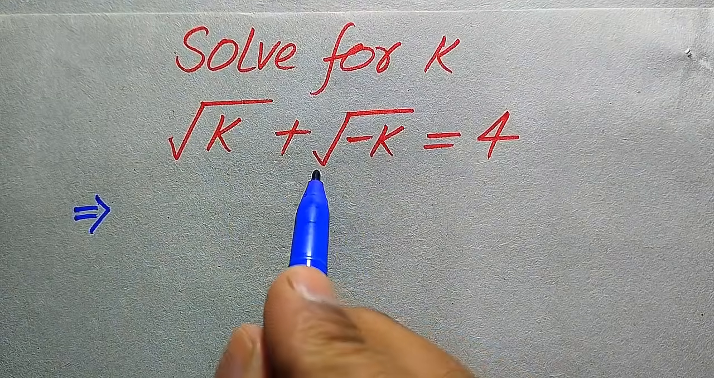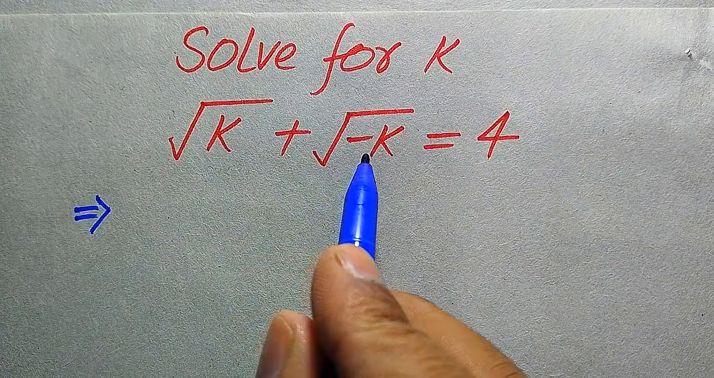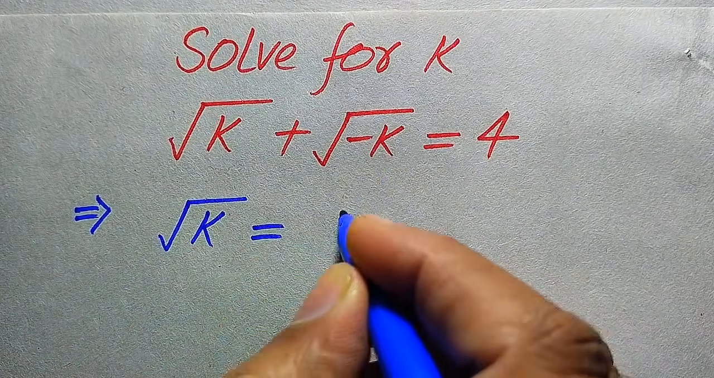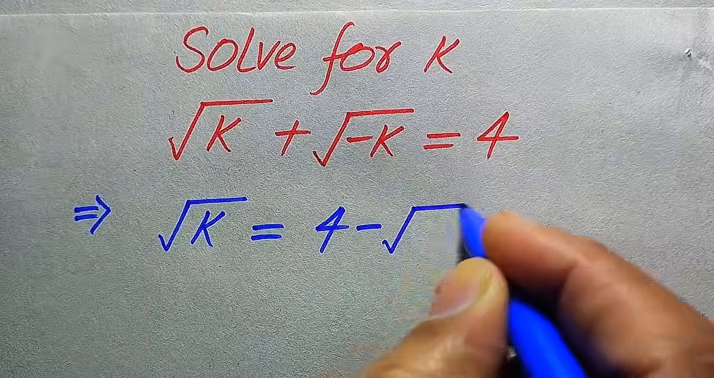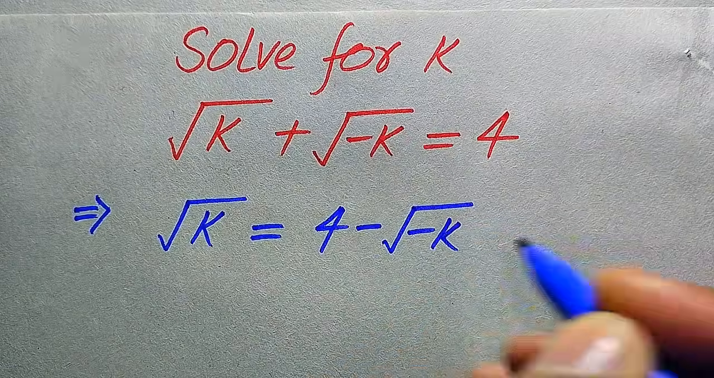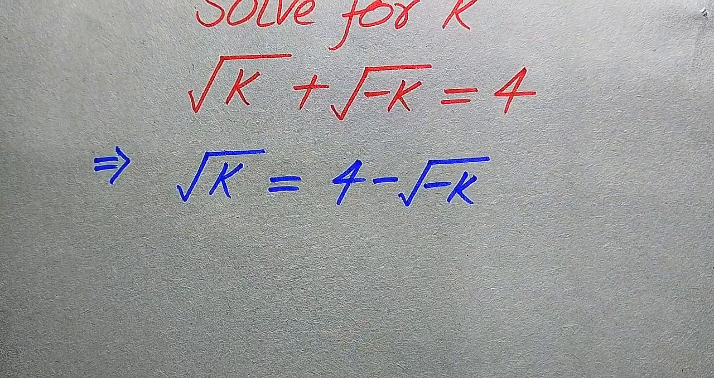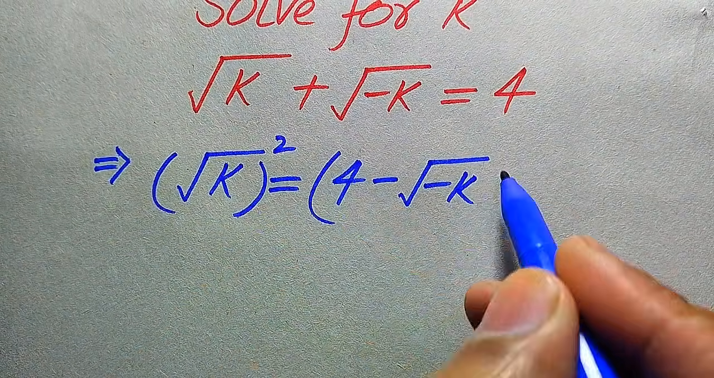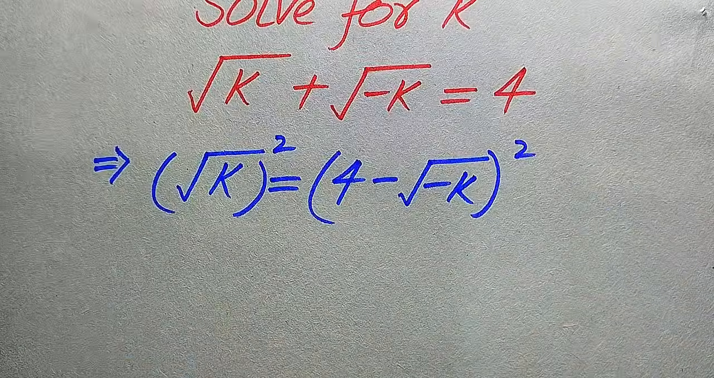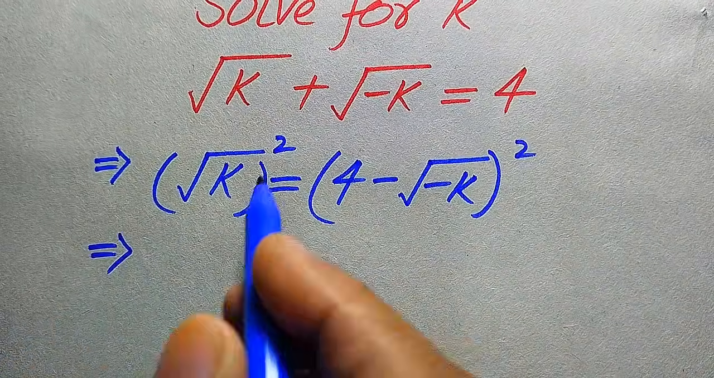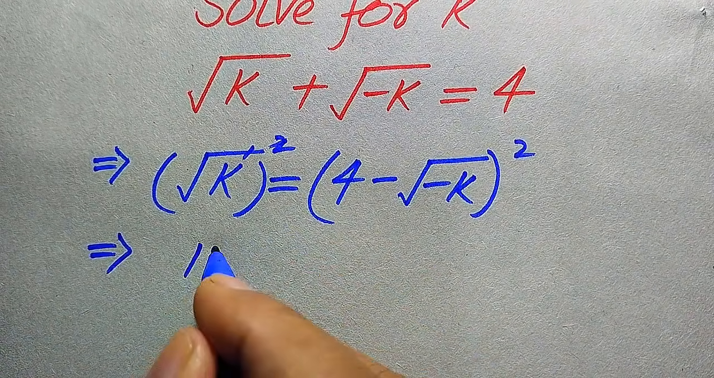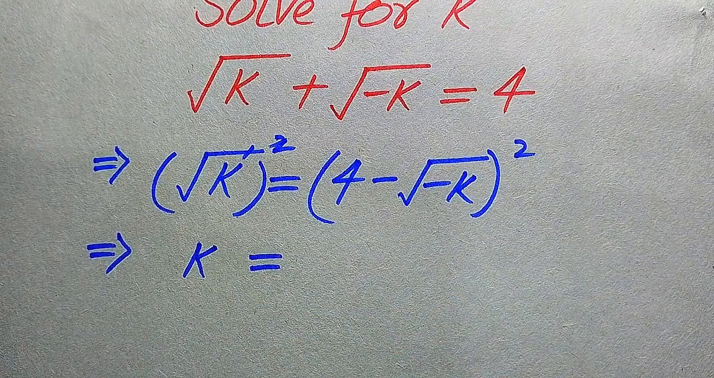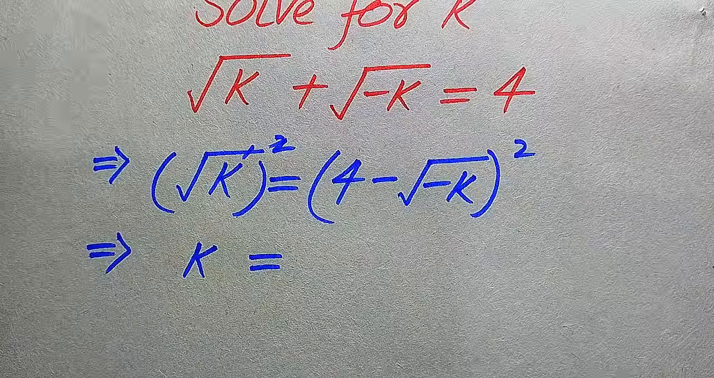So for this, first we move this plus square root of minus k to the right hand side, and it will be written as square root of k is equal to 4 minus square root of minus k. And now here, in order to remove this square root sign, we need to take squaring on both of the sides, and when we apply squaring, it will be written in this form. And now further we have this 2 and this square root are gone, and we get k is equal to, and in the right hand side we need this nice algebraic formula.